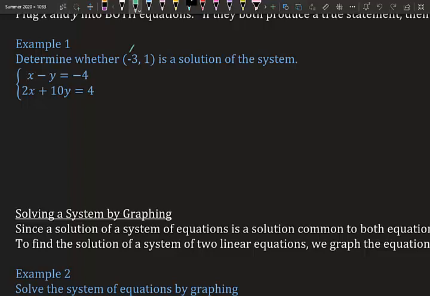So we have x, we have y. We need to plug them into both equations. So we're going to plug it into x minus y equals negative 4, and then we're going to plug it into 2x plus 10y equals 4. So a system is denoted, meaning shown, with this little thing right here.